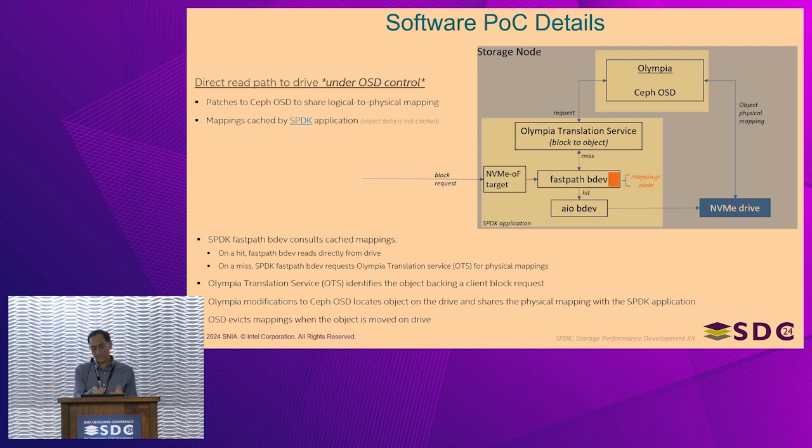So the translation service then answers back to the fastpath BDEV that, okay, here's where on the drive the actual data for this object is present. So the fastpath BDEV will now cache this mapping. Now, when you get another block request for that same extent, the fastpath BDEV consults its cache, and it knows what actual drive location to issue the IO request to. And so that is our hit path.